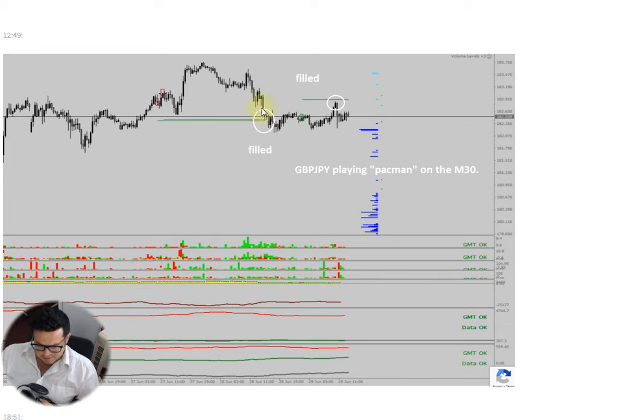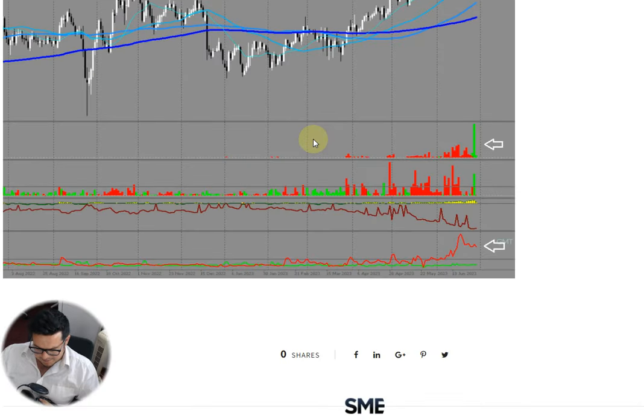So nice move, boom, took it out. Again, look, once it was taken out, pullback. New upper target, up move, playing Pac-Man, come on.